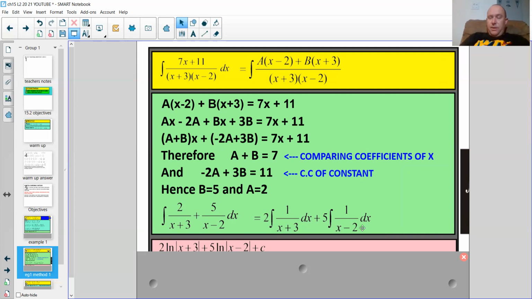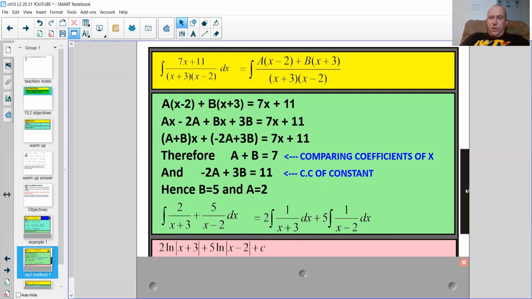The differential of x minus 2 is 1. So I want to write this as 5 times 1. So now the top is indeed the differential of the bottom. And then you can do that just as we said. It would be 2 times the ln of the bottom, put it in absolute value so we don't get any negatives, plus 5 times ln of the bottom here, and plus c. Of course, you might have limits for these questions as well, but not specifically for this one.